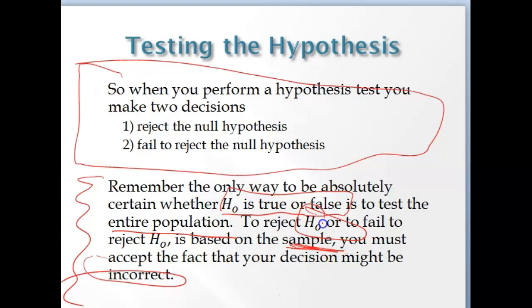Again, we're going to base our decision to reject or fail to reject the null hypothesis on that particular sample, because it may not be practical to test the entire population. It might be too cumbersome. The population may be too large. It might be too expensive. So again, we base our decision on our sample, and there is a possibility that we could make the wrong decision.